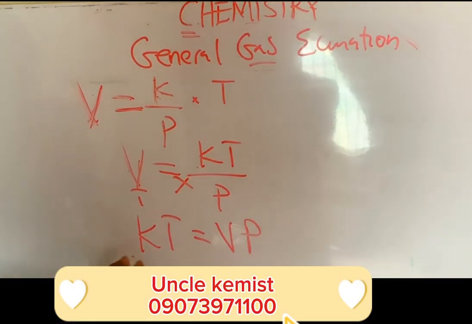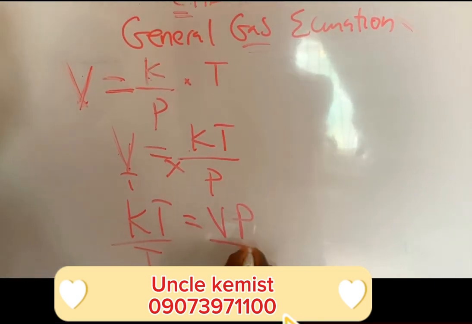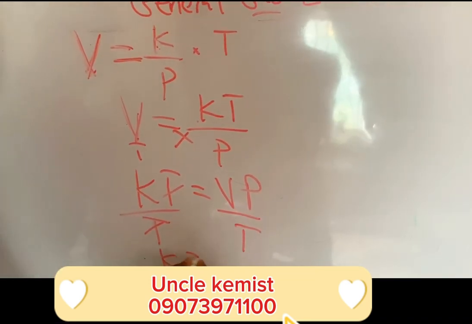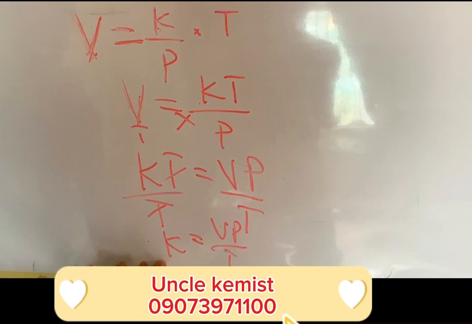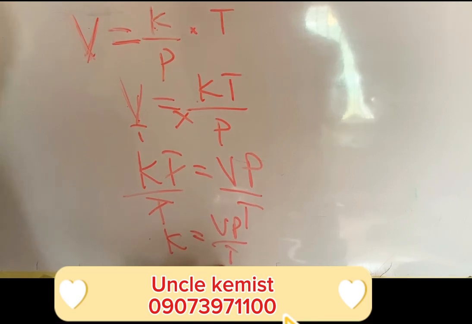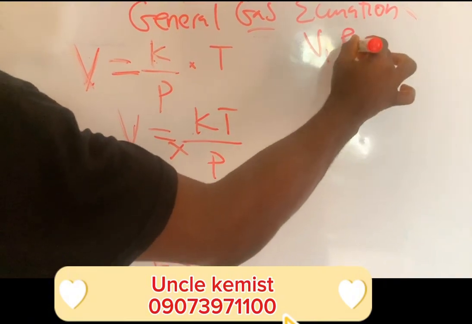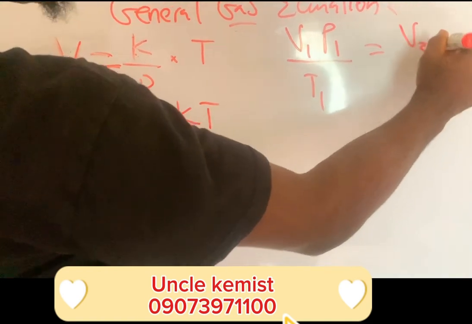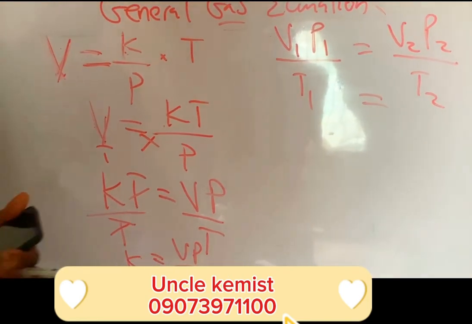So what do we have now? We divide by the coefficient of K, which is T. So divide both sides by T. T cancels, so our final formula is K equals VP over T. It means in the general gas equation, wherever I see my K, the constant, it represents volume times pressure all over temperature. Now we're going to rewrite it: V1 and P1 all over T1 is equal to V2 and P2 all over T2. So this is the formula for the general gas equation.